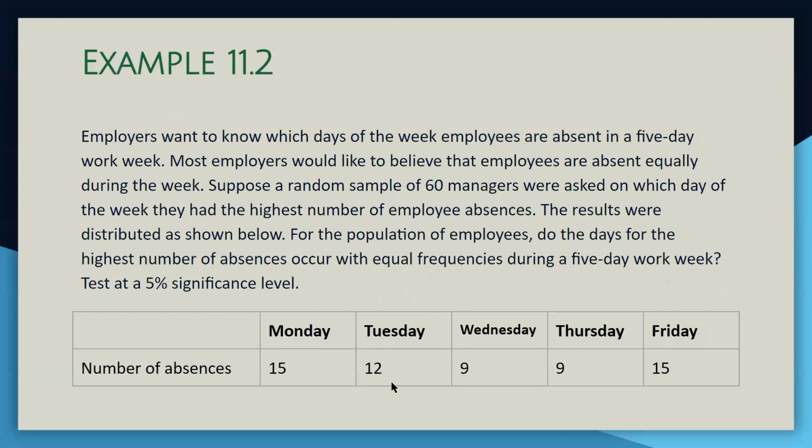So example 11.2 says employers want to know which days of the week employees are absent in a 5-day work week. Most employers would like to believe that employees are absent equally during the week. Suppose a random sample of 60 managers were asked on which day of the week they had the highest number of employee absences. The results were distributed as shown below. For the population of employees, do the days for the highest number of absences occur with equal frequencies during a 5-day work week? Test at a 5% significance level.